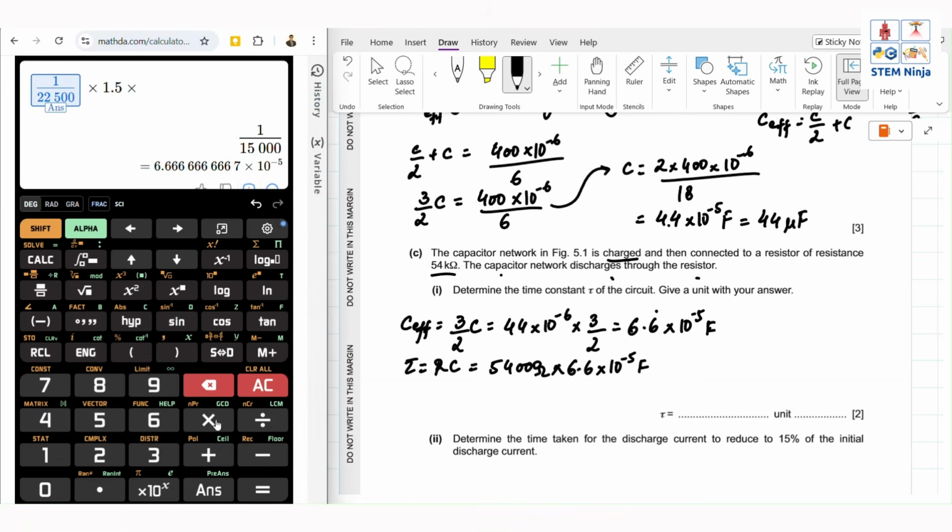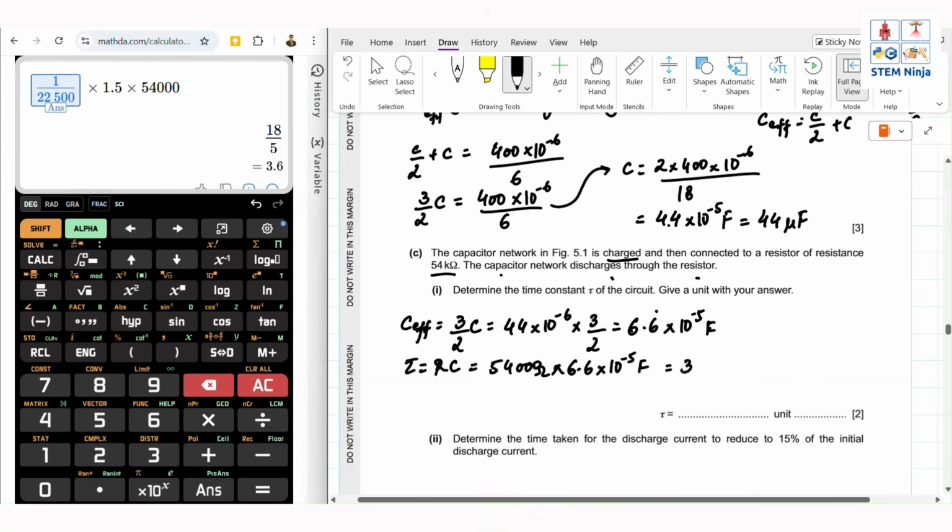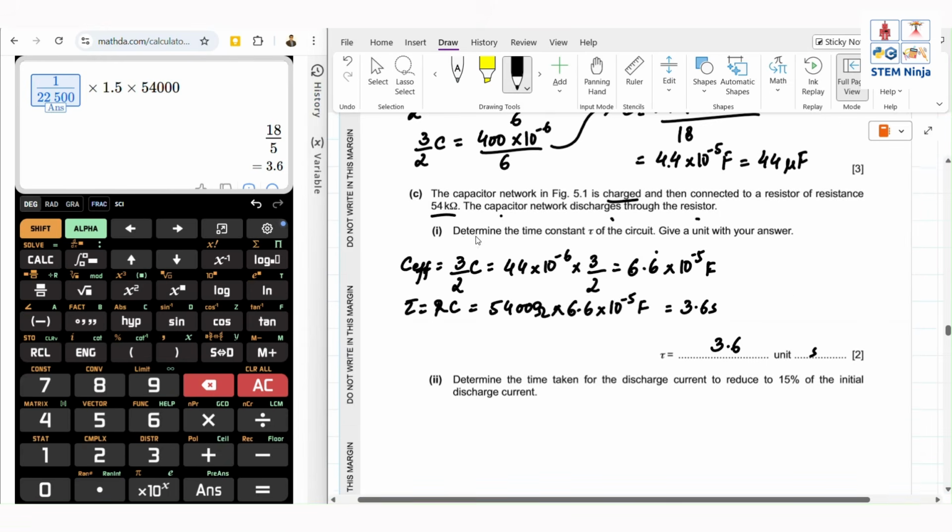So times by 54,000 ohms, so we get 3.6 seconds. Right, okay. Determine the time taken for the discharge current to reduce to 15% of the initial discharge.